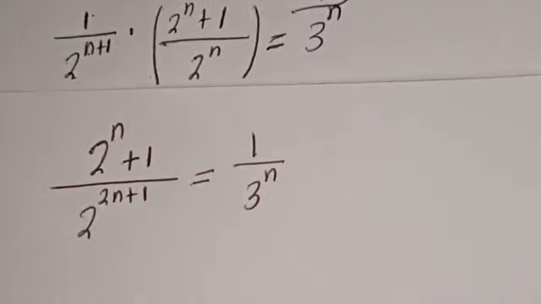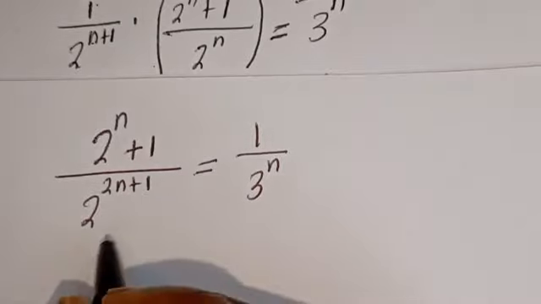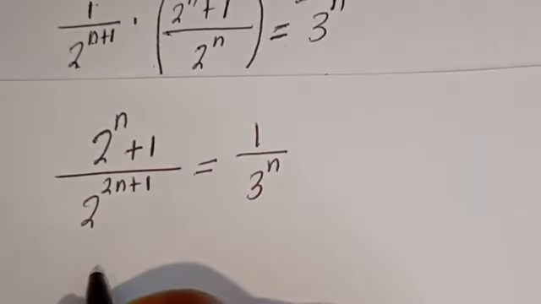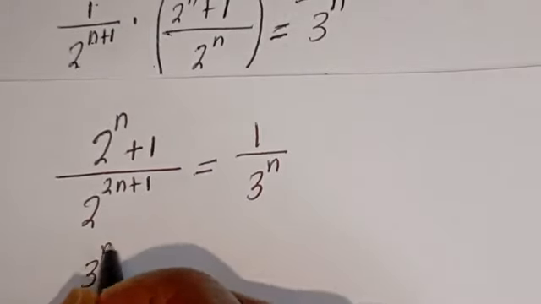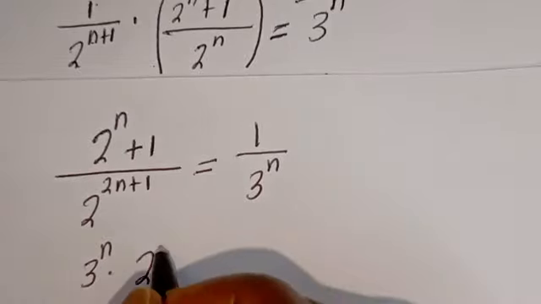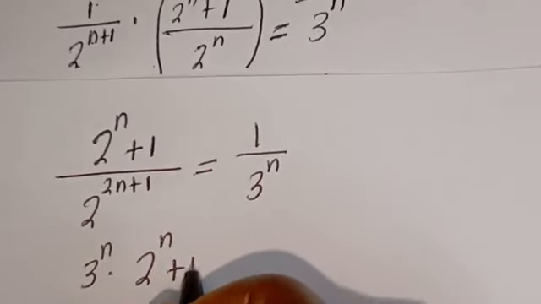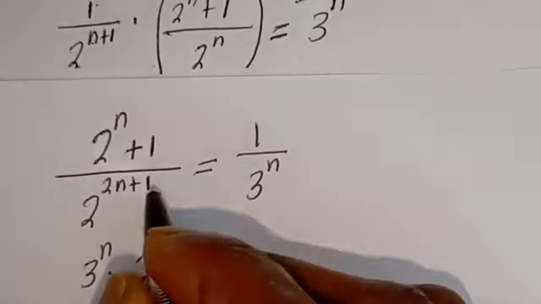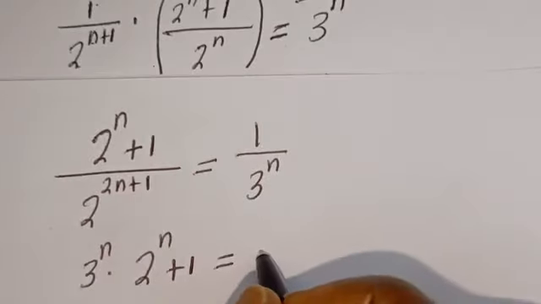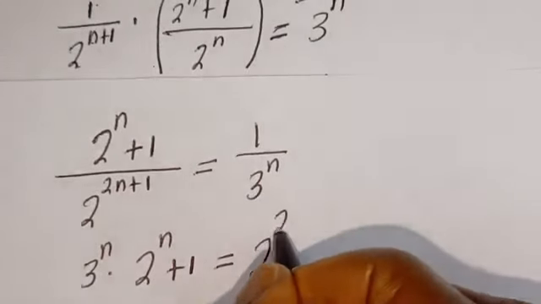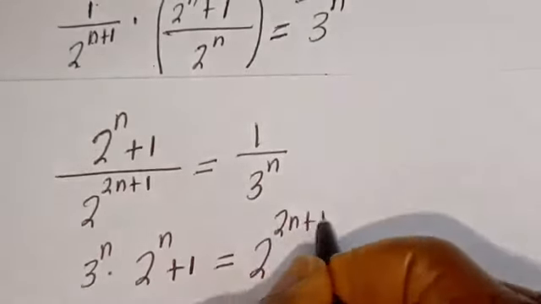Let's cross multiply. If you cross multiply, we have 3 to the power of n multiplied by 2 to the power of n plus 1 is equal to 2 to the power of 2n.